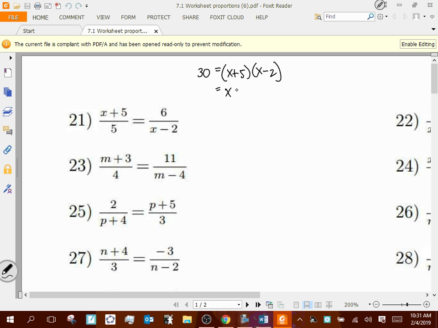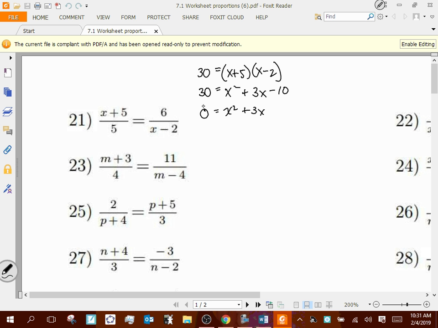X times x would be x squared, x times negative 2 would be negative 2x. Then I have 5 times x, so that's 5x, so I'd have a total of 3 x's, and then 5 times negative 2 gives me negative 10. Okay, so this x squared tells me I need to factor, so I need this to be a 0. So I'm going to get 0 here. I'll have x squared plus 3x.